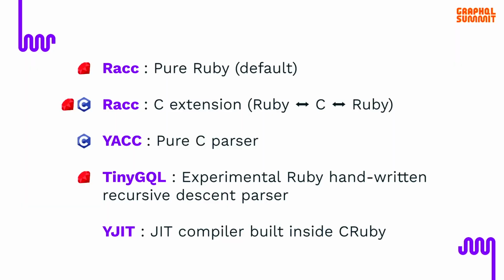And then we also have another factor called YJIT. YJIT is a just-in-time compiler. It's a very minimalistic Ruby JIT built inside of CRuby. Originally it was created at Shopify, but it's since been open sourced, and it's upstream in Ruby 3.2, so anyone can use it. It's basically a flag that you run your code with.